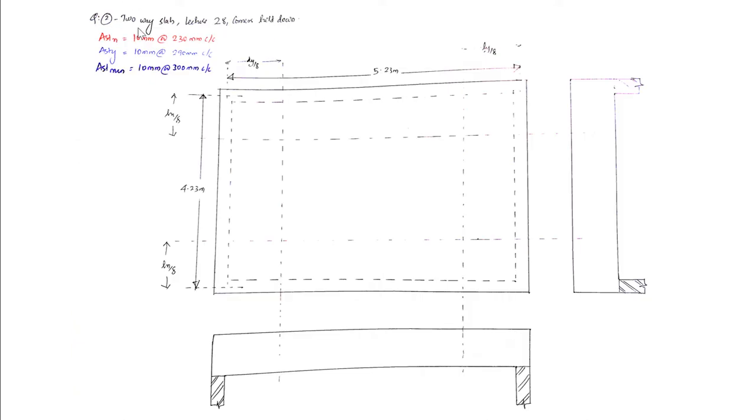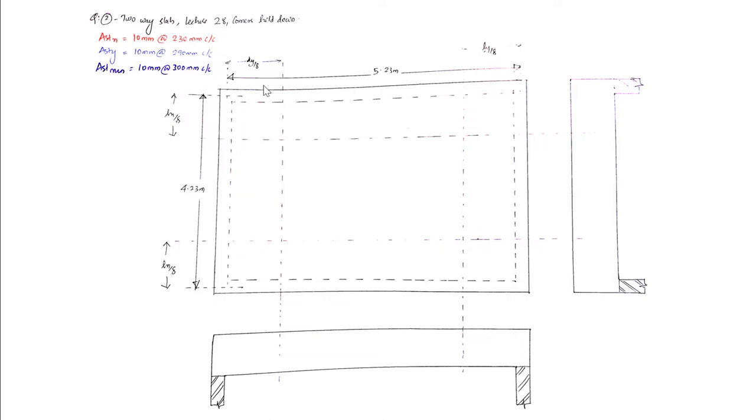Now the next question, that is a two-way slab, lecture number 28, corners held down, which means we need to provide the torsional reinforcement. Here you got the ASTX as 10 mm at 230 mm center to center, ASTY 10 mm at 290 mm center to center. AST minimum, you got the value as 192. So when calculating, you will get AST minimum as 10 mm at 300 mm center to center.